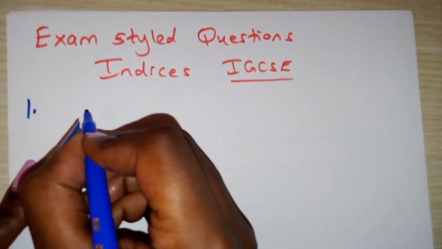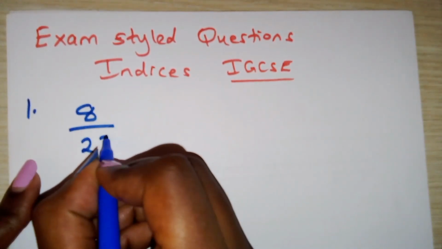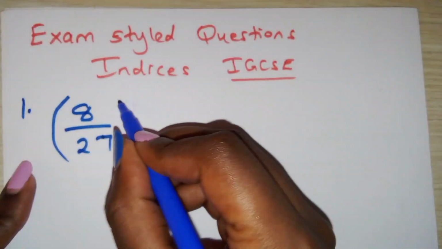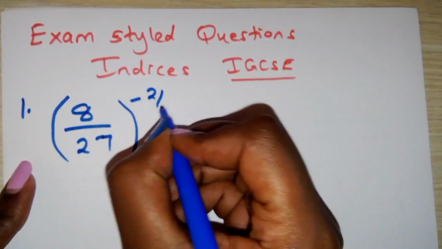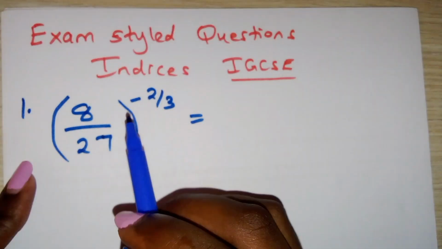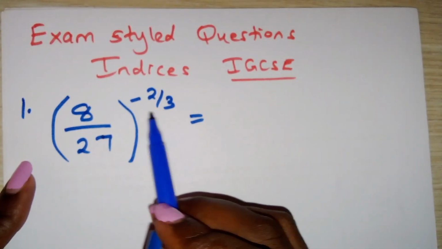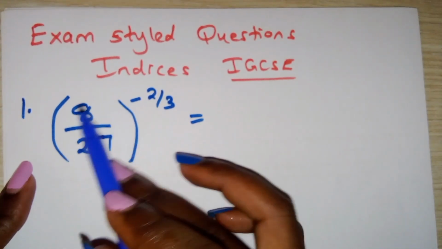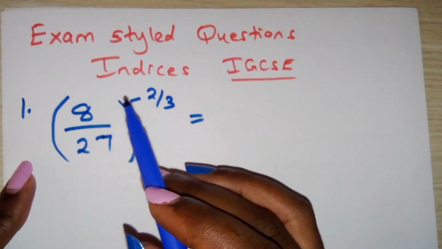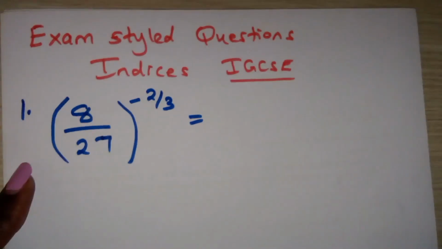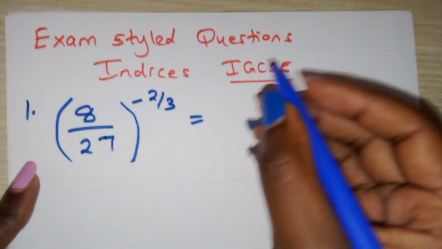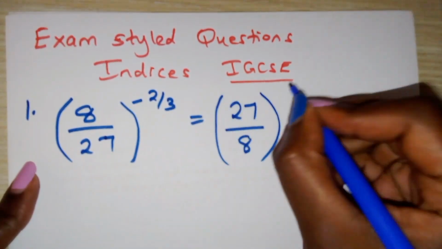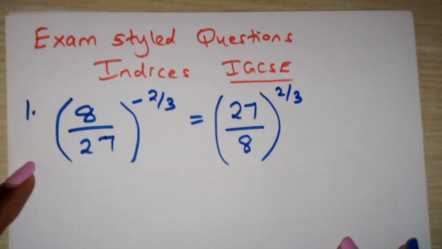So number 1, we have (8/27) to the power -2/3. First of all, you need to change this negative fractional index to positive. We change it to a positive by finding the reciprocal of the base. So what's the reciprocal of 8/27? You just flip it. So 27/8, and then the power becomes positive.